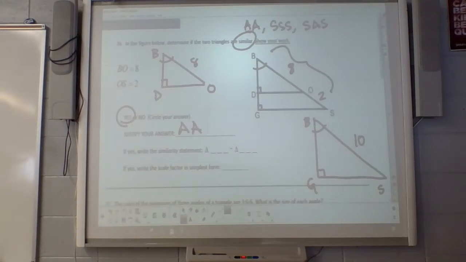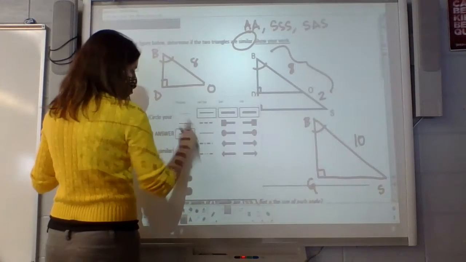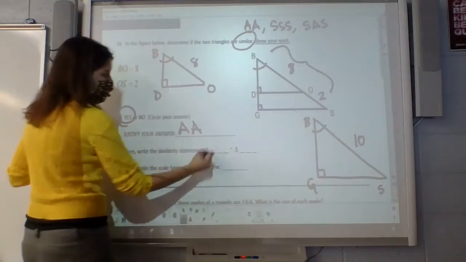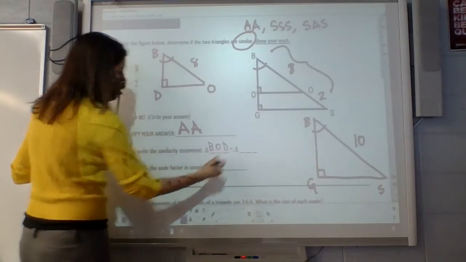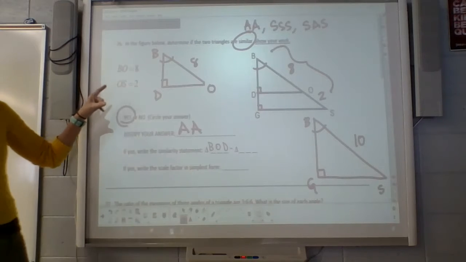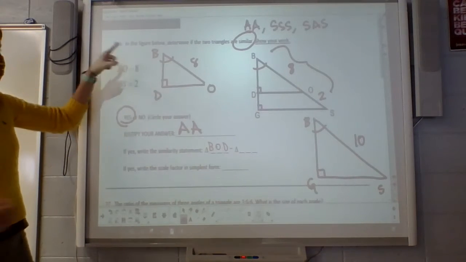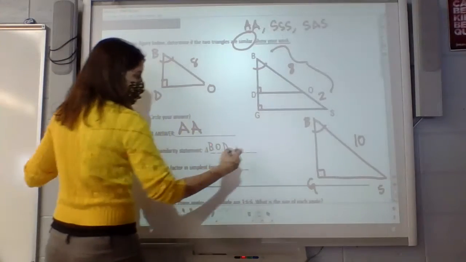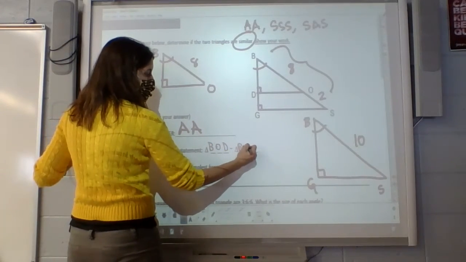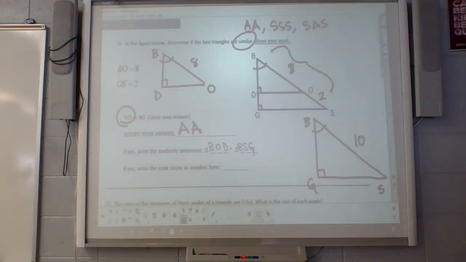So it says if they're similar, write a similarity statement. So I have to name these triangles. The first triangle I'm going to name is the little one. I'm just going to go around. So BOD, or whatever you call it, DOB, whatever you guys called it. Whatever you decide to call it, we have to be consistent going down to the next one. So we should go around this way. Same thing here, so I should go BSG, going around. Those triangles are similar.